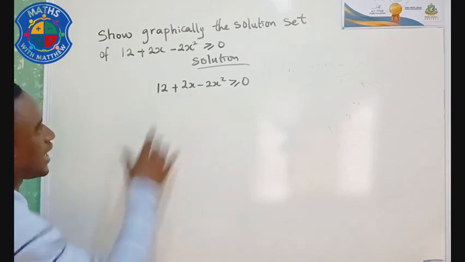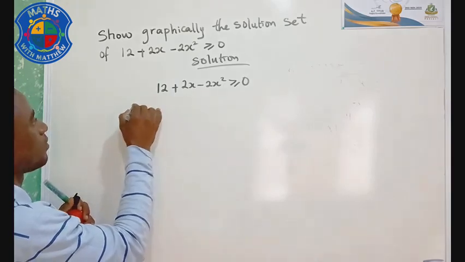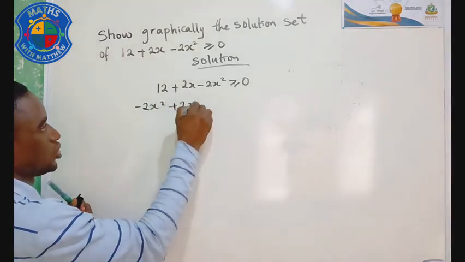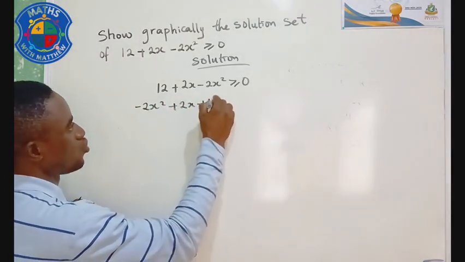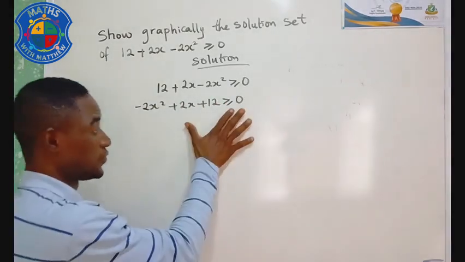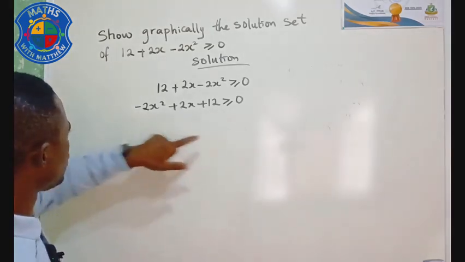What I have here, I can rewrite by saying minus 2x squared plus 2x, just rearranging, plus 12 is greater than or equal to 0. We still don't have any problem with this. But I noticed something here.